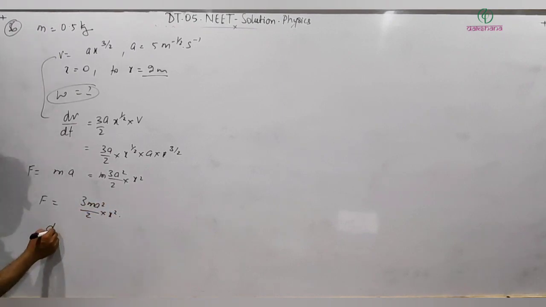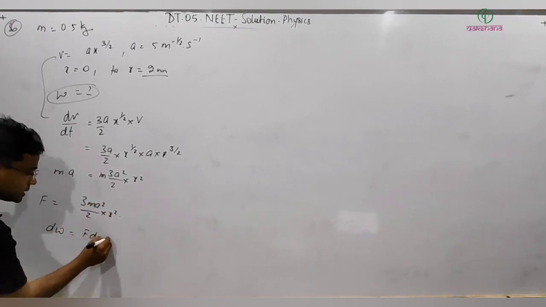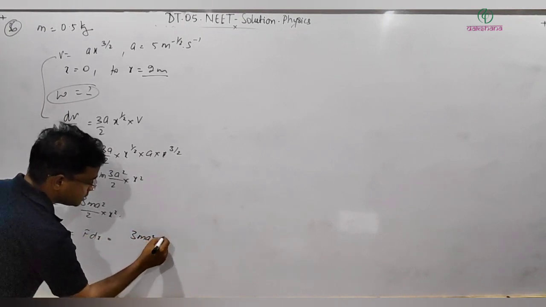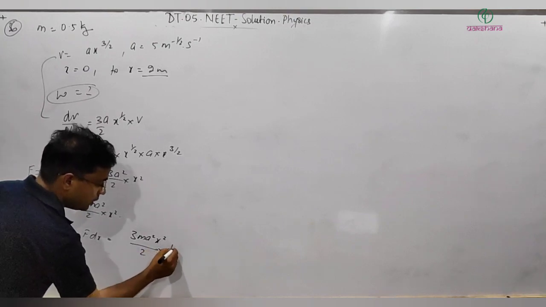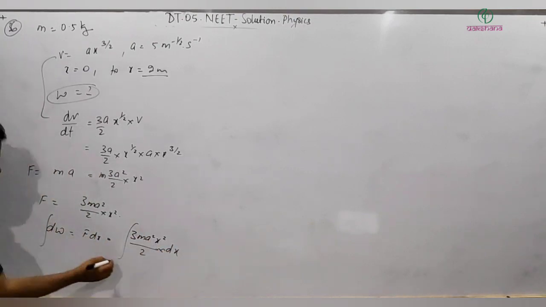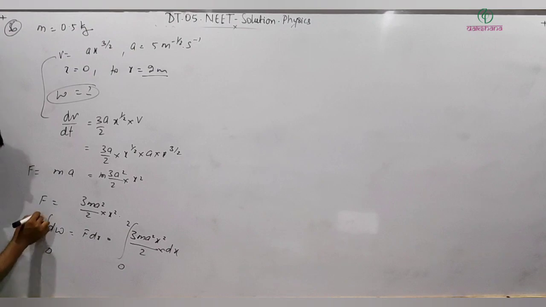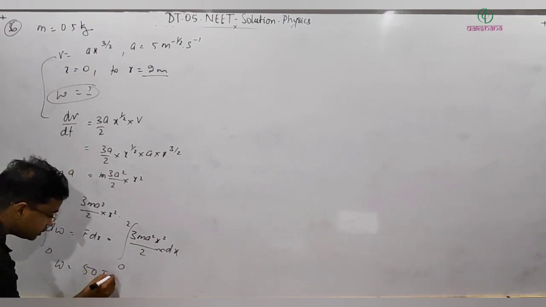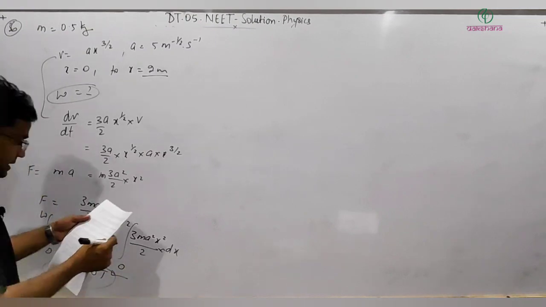Then what is the work done? dw is equal to f into dx, that will be equal to 3 ma square x square divided by 2 into dx, integrating it from 0 to 2, and 0 to w, and simplifying it, substituting all the values, solving it, 50 joule is the answer to question number 36.